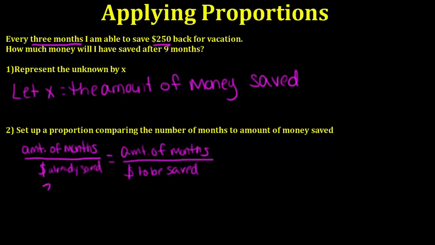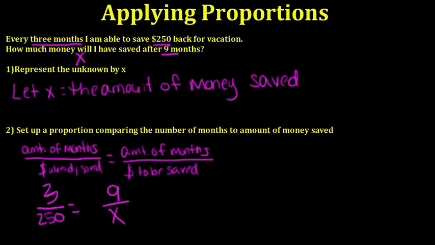So the amount of months is 3 months, and the amount already saved is $250, and that is equal to the amount of months in question. So how much will I have saved after 9 months? So 9, and then I like to say how much money will I have saved. The question that's being asked, I put an x in because I don't know that value. So the amount of money to be saved is where x will go.